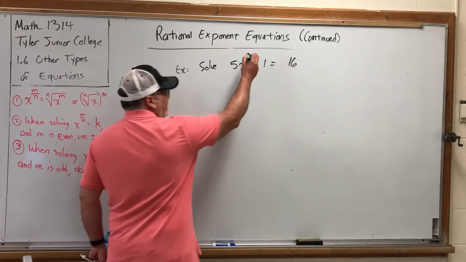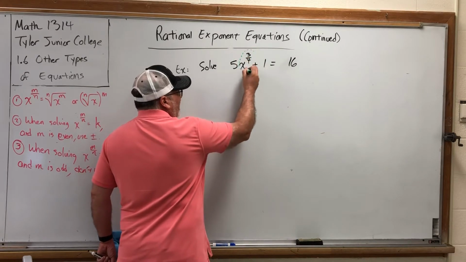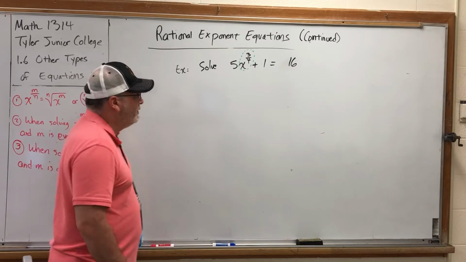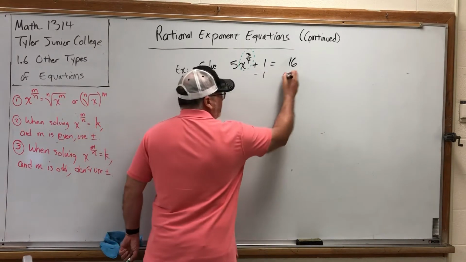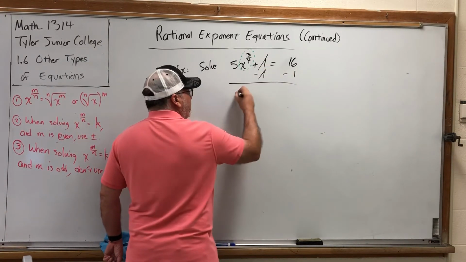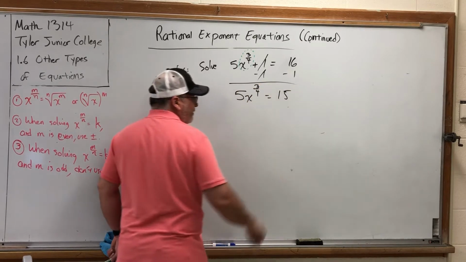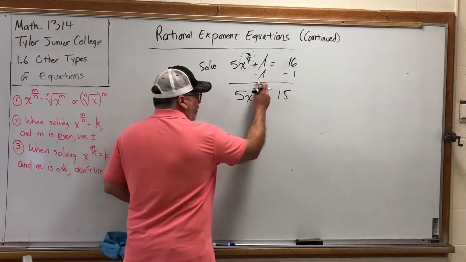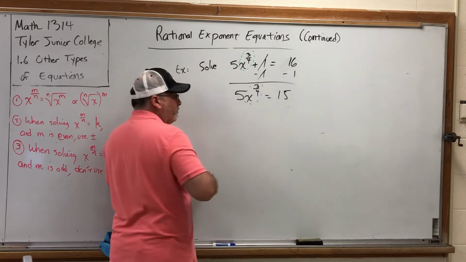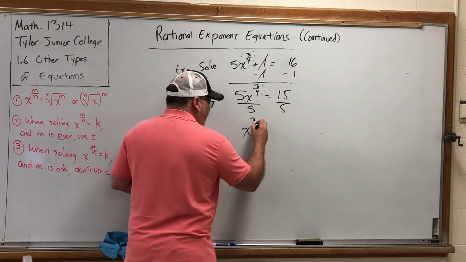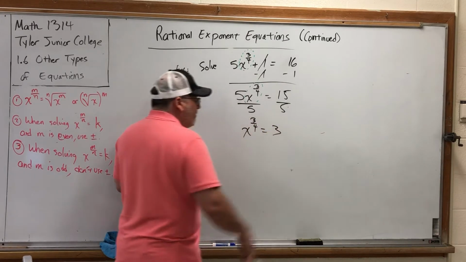In this case, we need to isolate the part with the rational exponent because that's what we want to hit with the reciprocal power. That's pretty easy. Subtract 1 from both sides. Get 5x to the 3/4 power is equal to 15. We're not done isolating the part with the rational exponent, so let's divide both sides by 5 and get x to the 3/4 power is equal to 3.